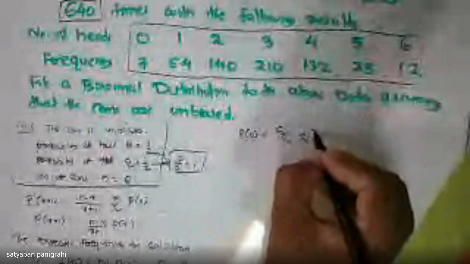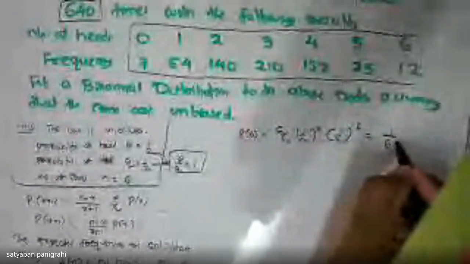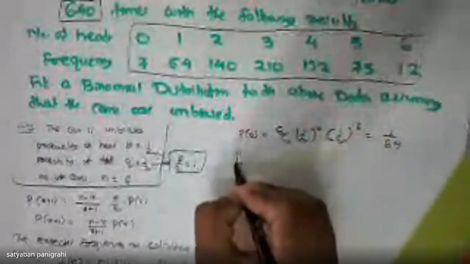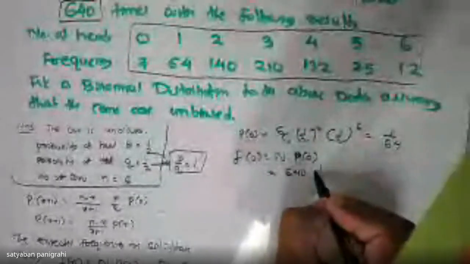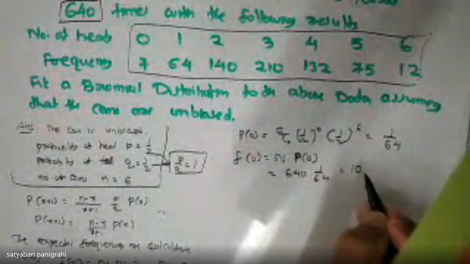So P of 0 equal to 6C0 into (1 by 2) power 6. That is equal to 1 divided by 64. Now f of 0 equal to N into P of 0. That is N equal to 640 and P of 0 is 1 by 64. So this gives 10.